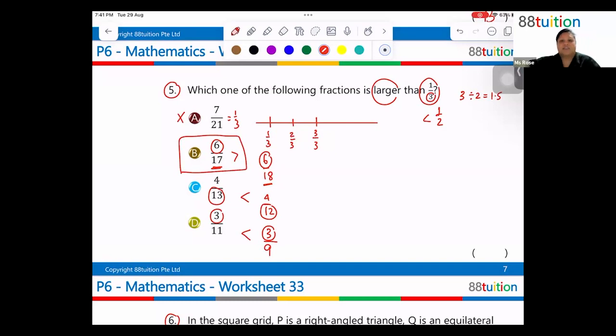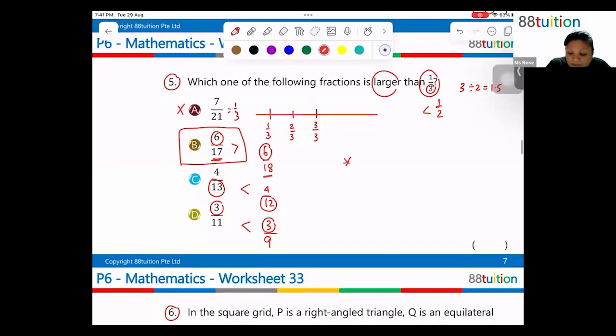Okay, got it? So in this kind of question, what you need to do is just make sure either you make the numerator the same or you make the denominator the same. But in this case, because the denominator is already very big, you cannot find first common multiple. So you make the numerator the same and see how you compare.